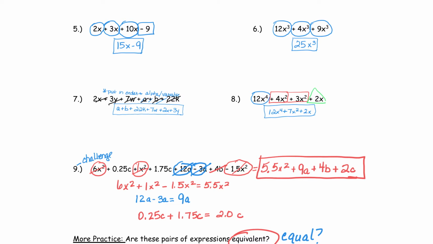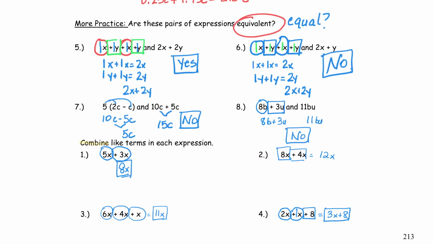Put them in order. In alpha order, and then from the exponent point of view, the highest exponent comes first. So for example, number 8, you can see that in your final answer, the 12x to the 4th power comes before the other two. So pause the video, check your work.